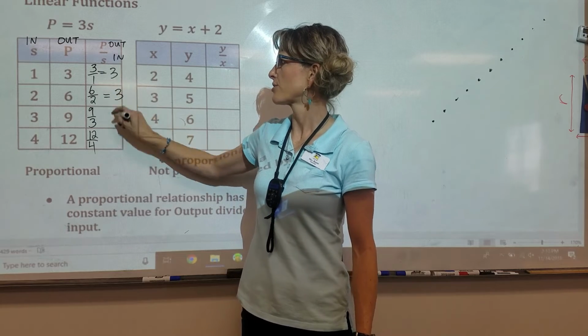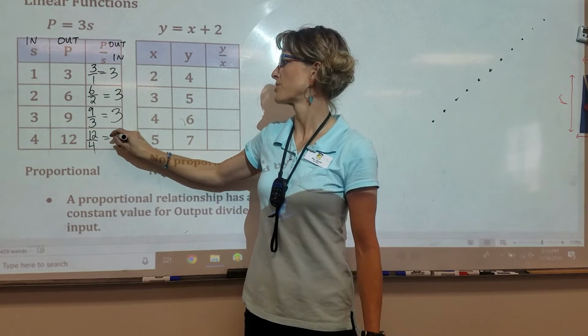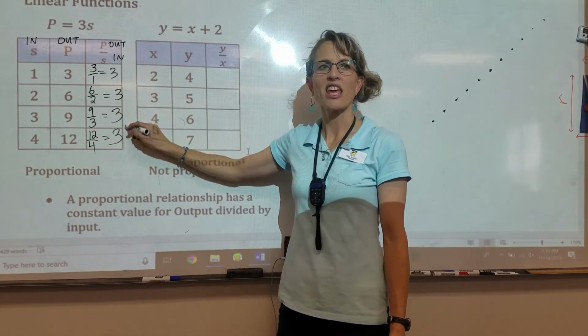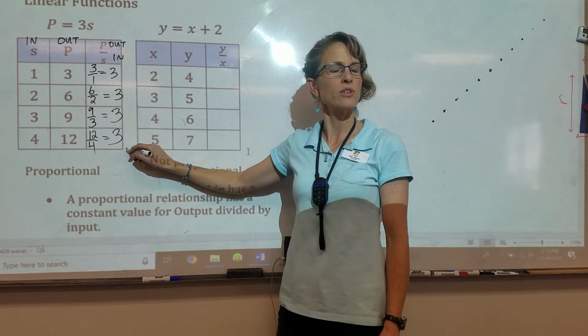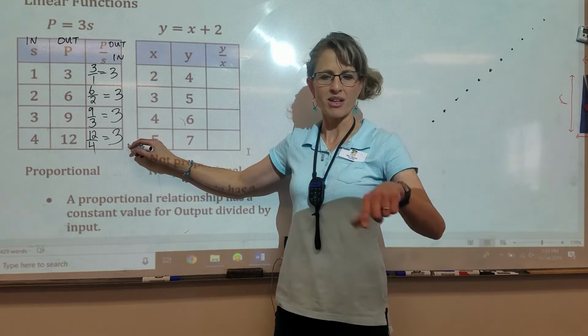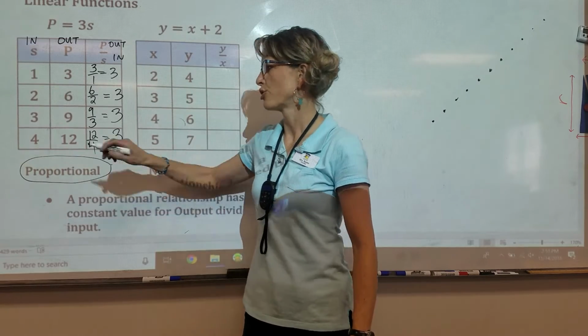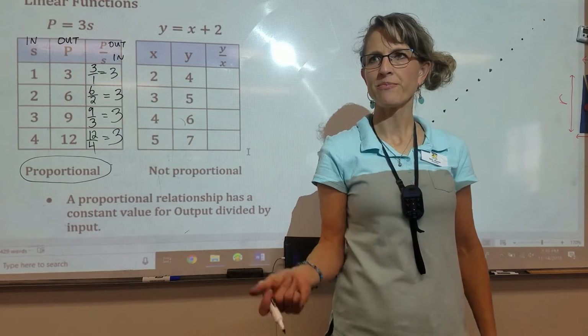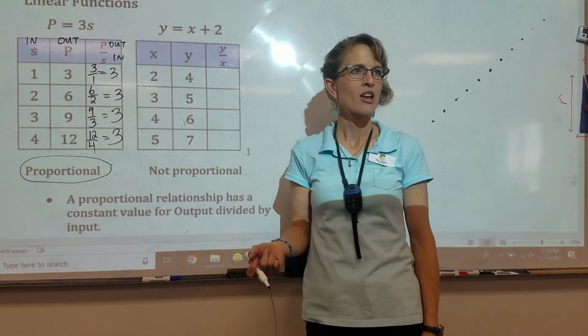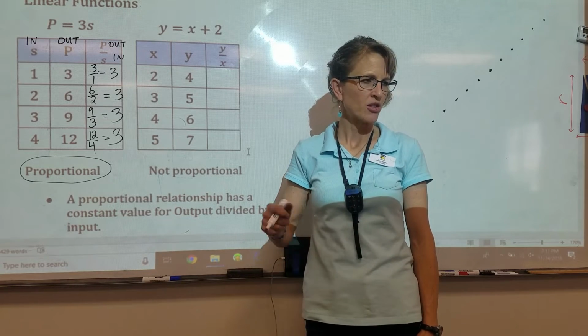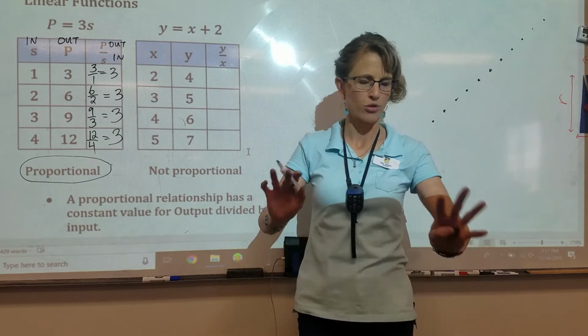Let's reduce. That's 3. That's 3. That's 3. They're the same every time. If you divide the output divided by the input, and they're the same ratio every time, we call it a proportional relationship. What do we call it? Proportional relationship. There's 2 other features for being proportional. We're going to get to that.